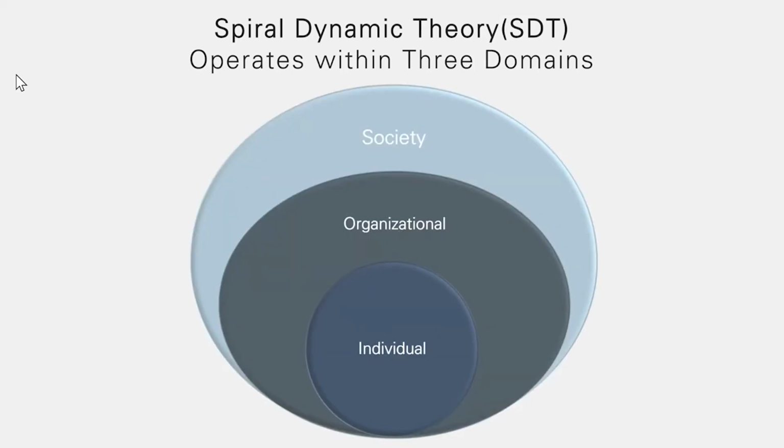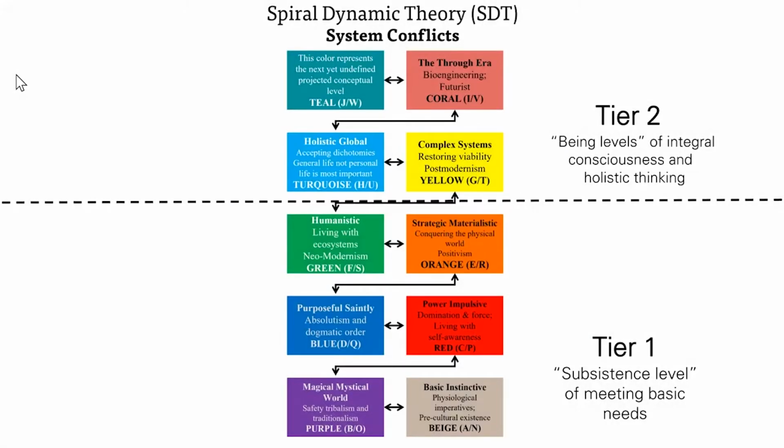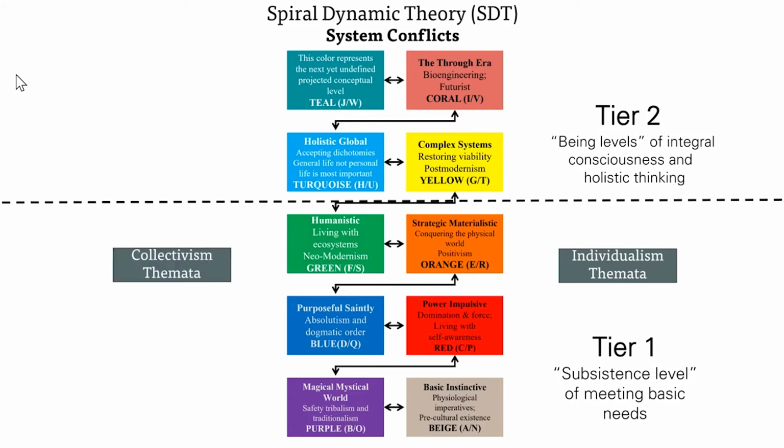So the spiral dynamic framework operates in these three domains, as I said earlier. Usually when you see conflicts, you have the most conflict between the individualistic and the collectivist worldview. Those worldviews that tend to be horizontal to each other tend to have the most harmony. True also here, but those that are vertical to each other tend to have the most conflict.